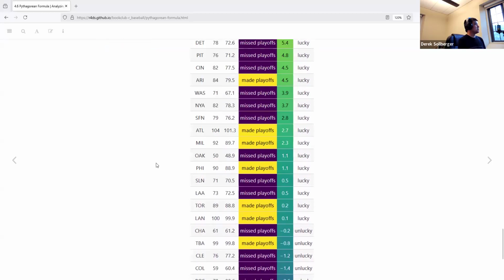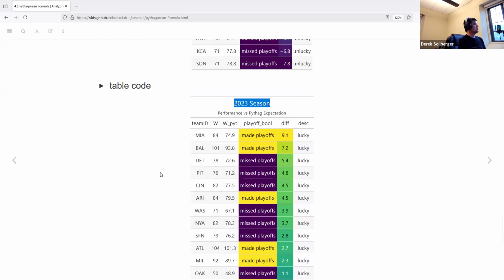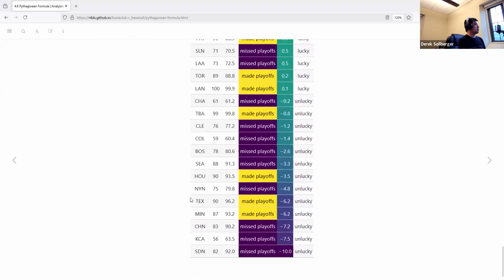At the very bottom of this list, coming from the 2023 season, which teams were the most unlucky? At the very bottom were the San Diego Padres, who underperformed the Pythagorean by 10 games. And despite their recent success overall, that's the year the Padres missed the playoffs.